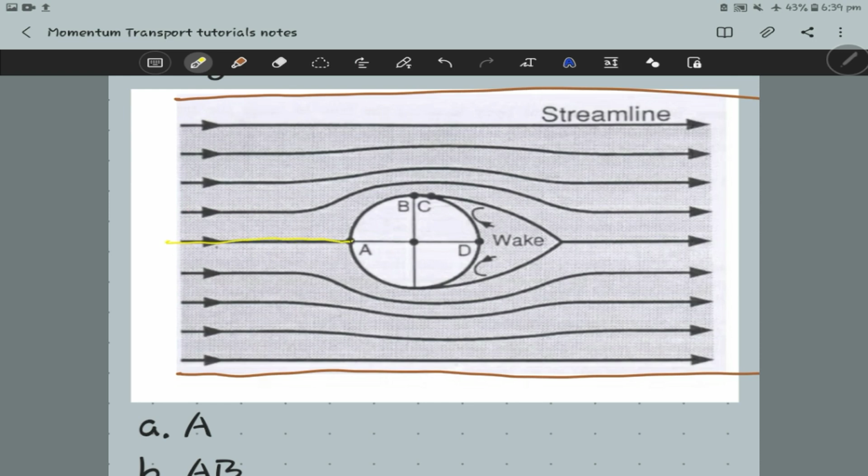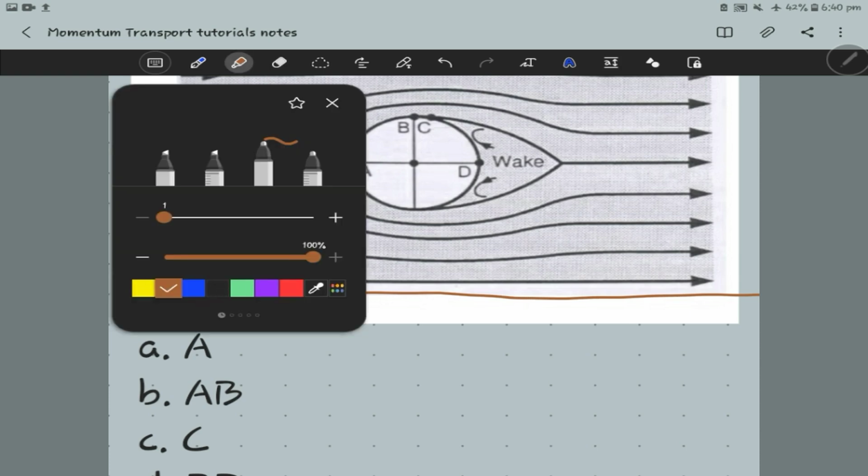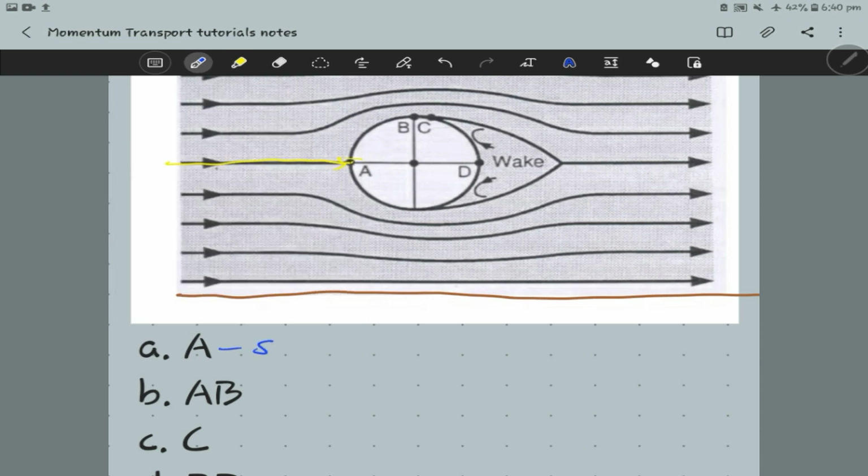So what happens at this point here? Whenever a streamline, which is describing the flow of the fluid, gets to this point here, it is stagnating. By that we mean that it kind of stops for a while. Stagnate. Okay. So at point A, we have stagnation.